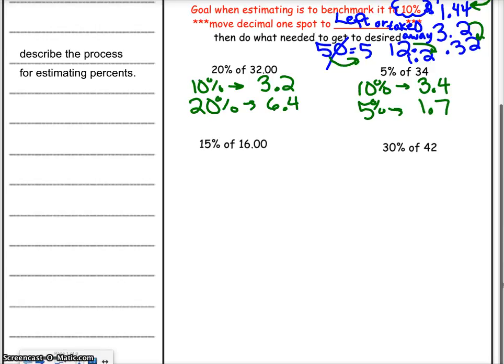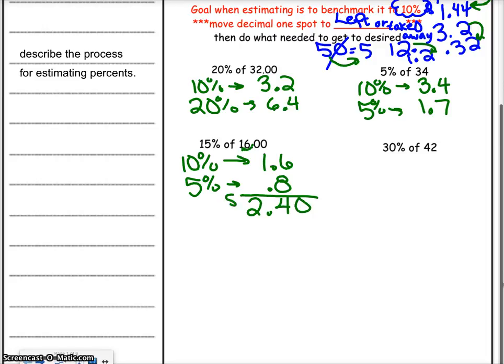15% of 16. I'm going to benchmark it to 10%. So what's 10% of 16? 1.6. Move it one to the left. 10% is 1.6. 5% is half of 1.6, so that's 0.8. And then to find 15%, you just add it. It's the 10% plus the 5%, which is what? 2.4. So 15% is 2.4.